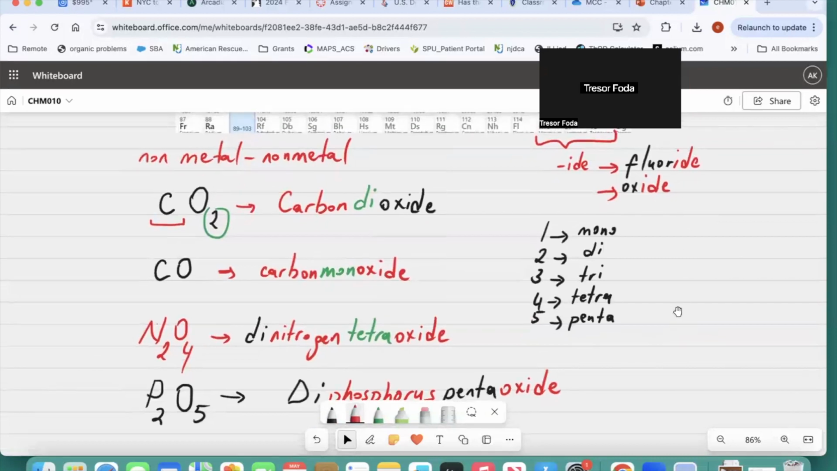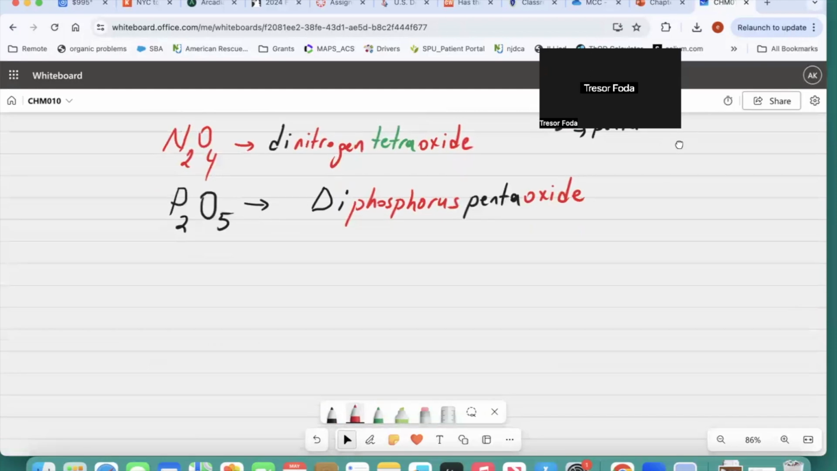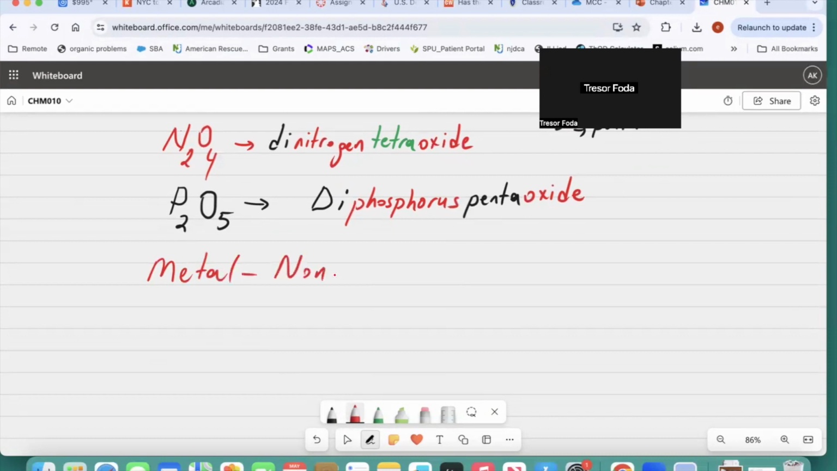So now we've seen non-metal to non-metal, but what happens if you have metal to non-metal, right? So let's just write it down here: metal to non-metal.